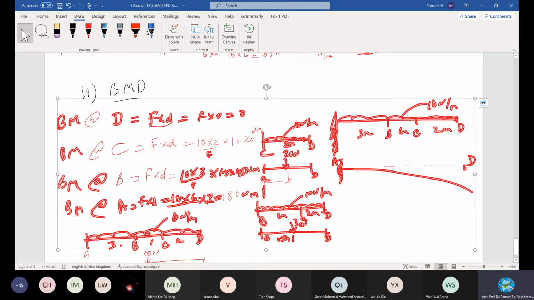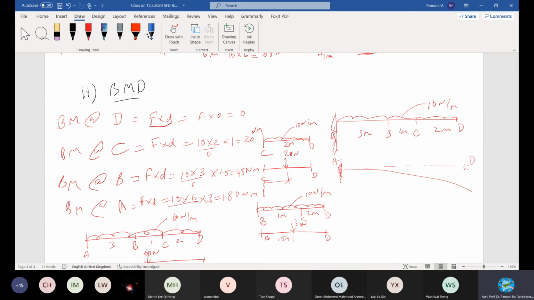This is the force, right? This is the force acting on it, because for a UDL, you convert it into a point load times the distance, right? The distance will be, see here, the distance will be 1 meter. At C, it will be 1 meter acting.